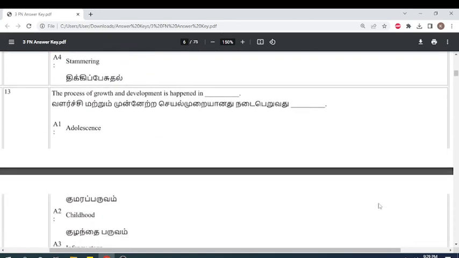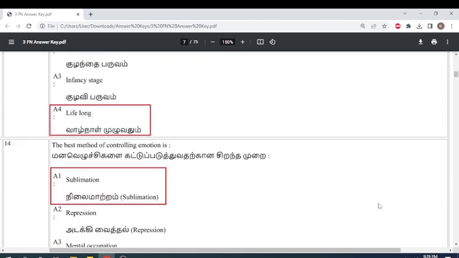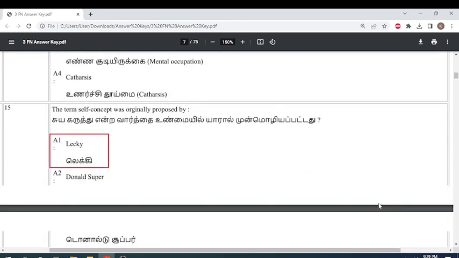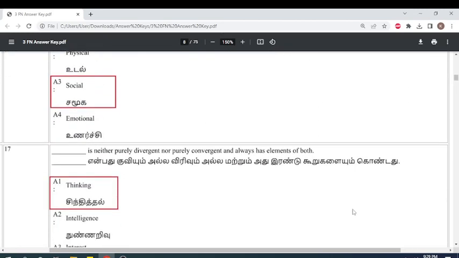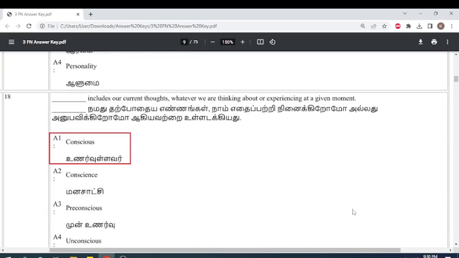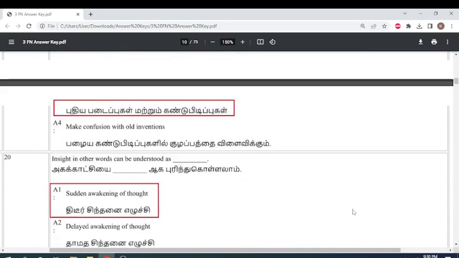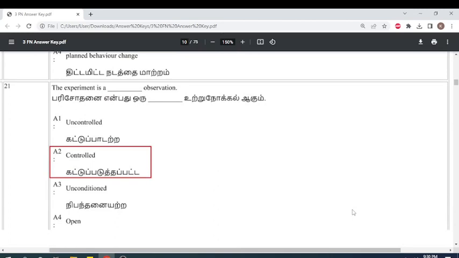13th question answer A4. 14th question answer A1. 15th question answer A1. 16th question answer A3. 17th question answer A1. 18th question answer A1. 19th question answer A3. 20th question answer A1. 21st question answer A2.